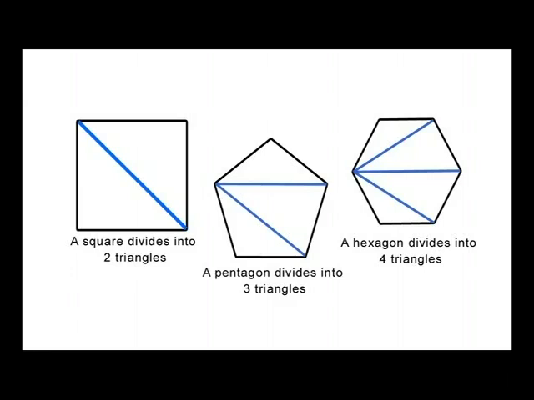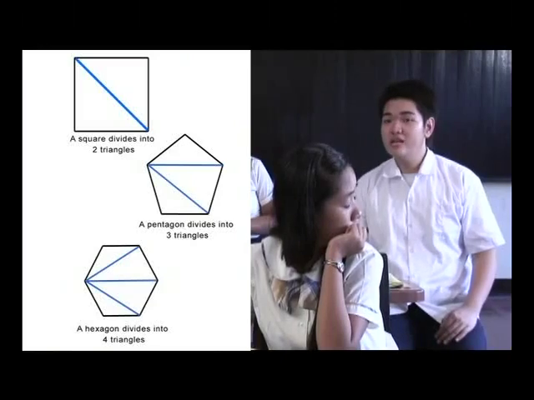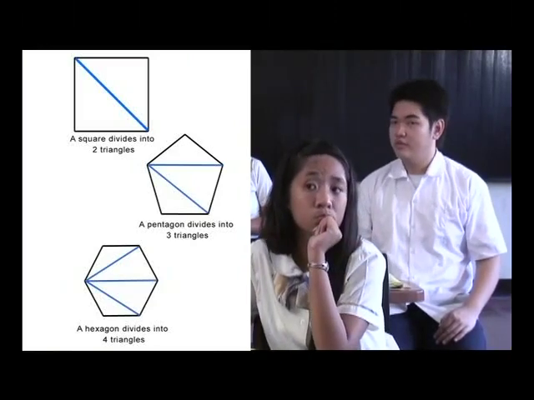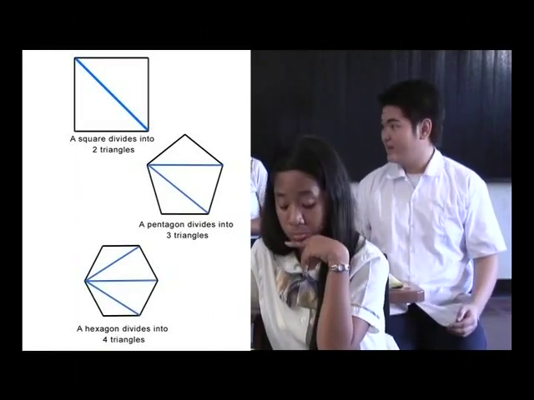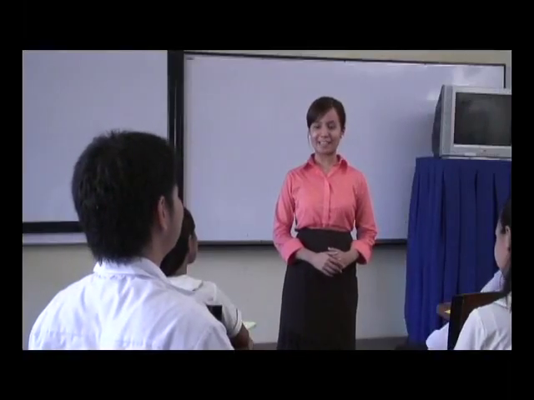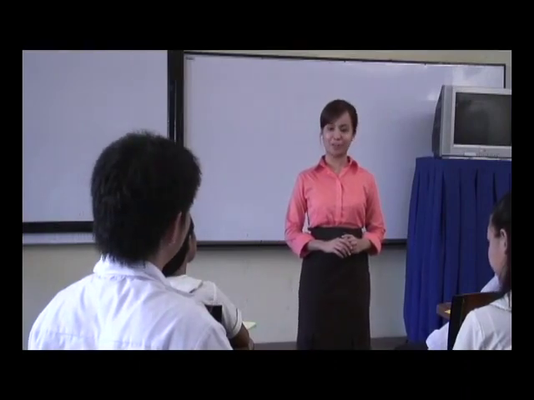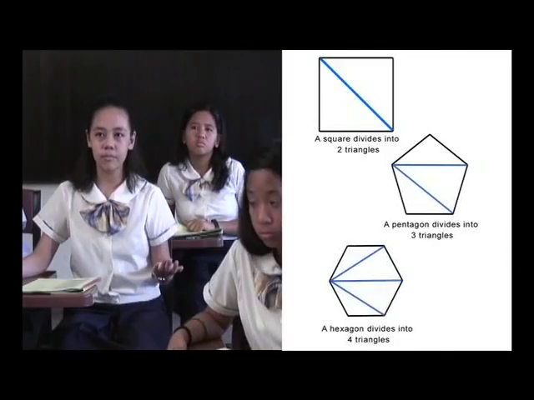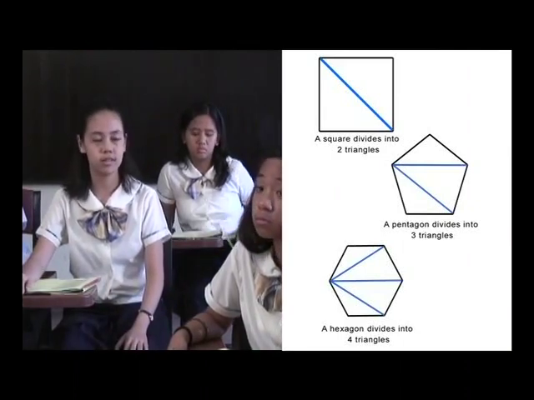Can you see a pattern in the number of triangles formed? The number of triangles increases by 1 as the number of sides increases by 1. And the number of triangles is 2 less than the number of sides. Very good, Jay. So if you have a polygon with n sides, into how many triangles can we subdivide it with our method? There will be n minus 2 triangles, so that's the connection with the table we got.